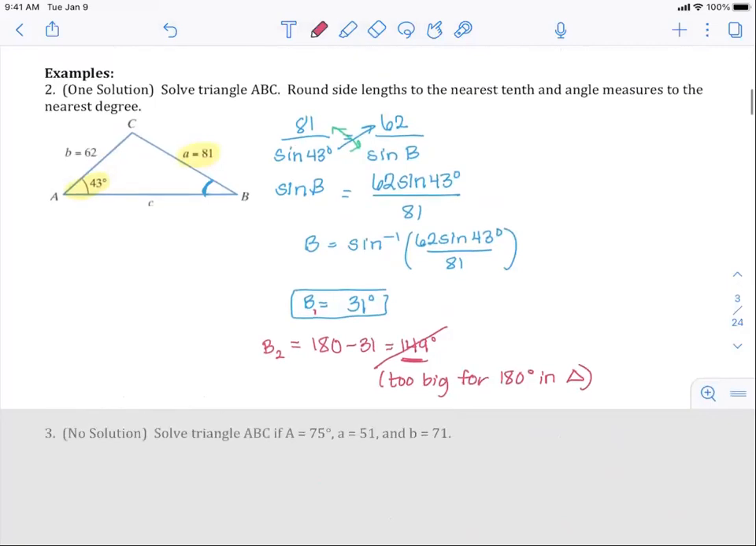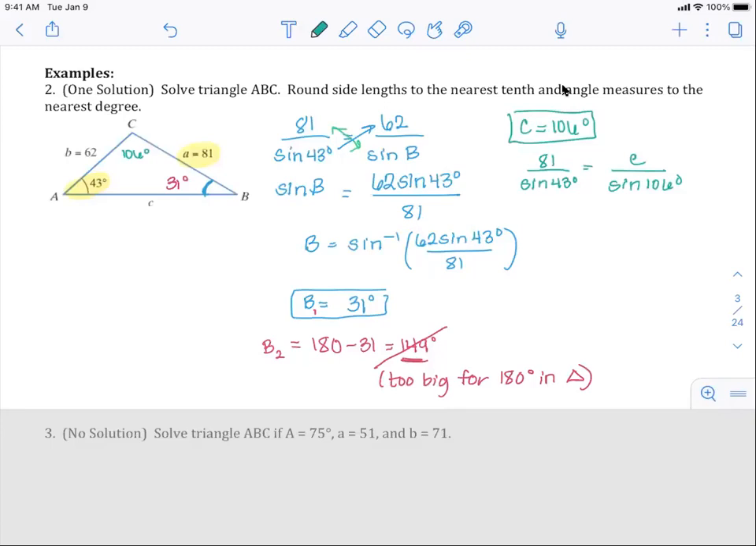Okay, so what I want you to do now is do what you did yesterday. Now we know that angle B is 31, so can we figure out angle C? Yes, and then once you know angle C, you can figure out side C. So go ahead and do that right now. All right, did you get 106 for angle C? Subtract the 2 you have from 180. And then here's the proportion that we want to use.